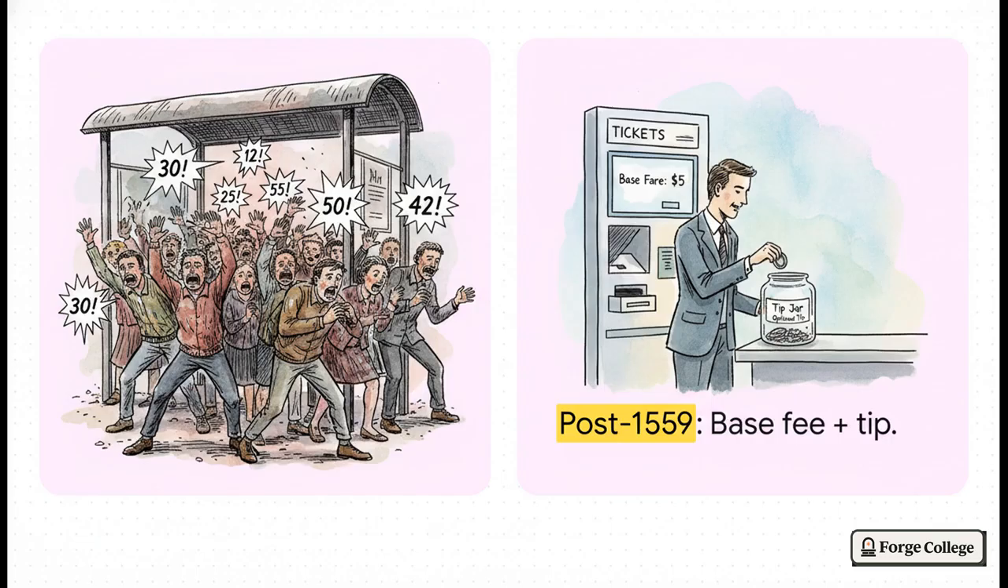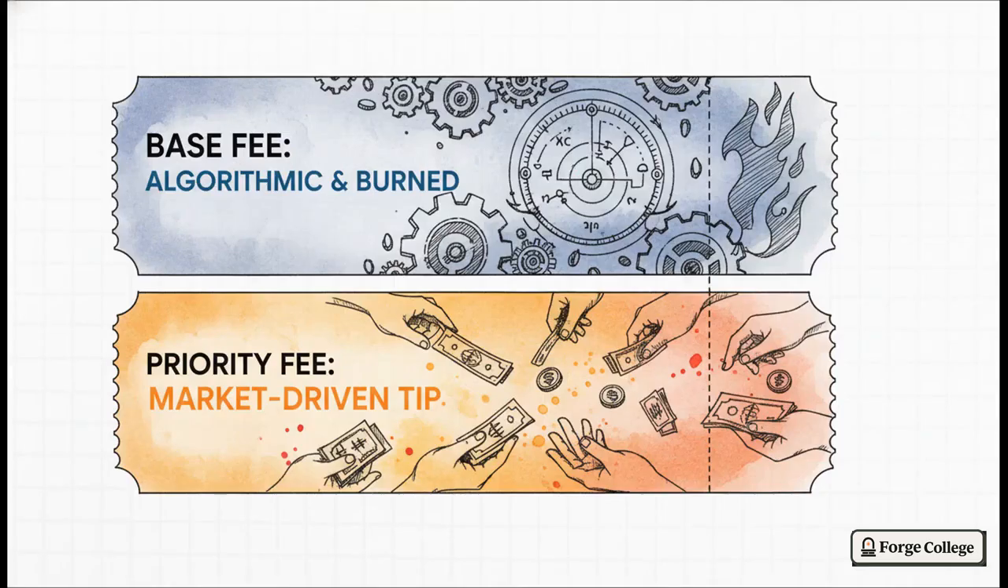Post-1559, they redesigned it. The cost was split into two distinct parts, a mandatory algorithmic base fee and a market-driven priority tip. I can't overstate this. This was a massive paradigm shift for how we predict our costs.